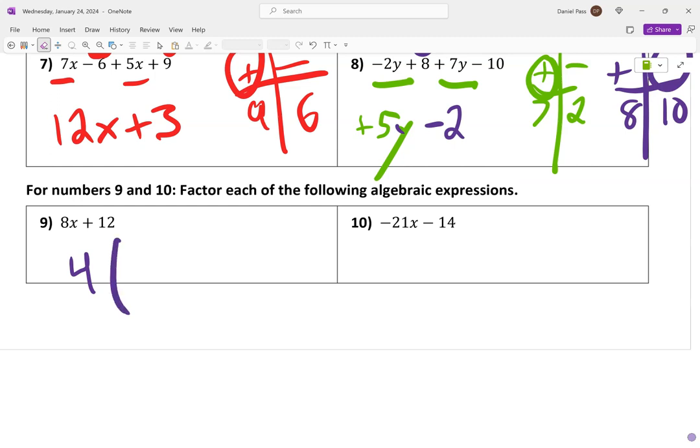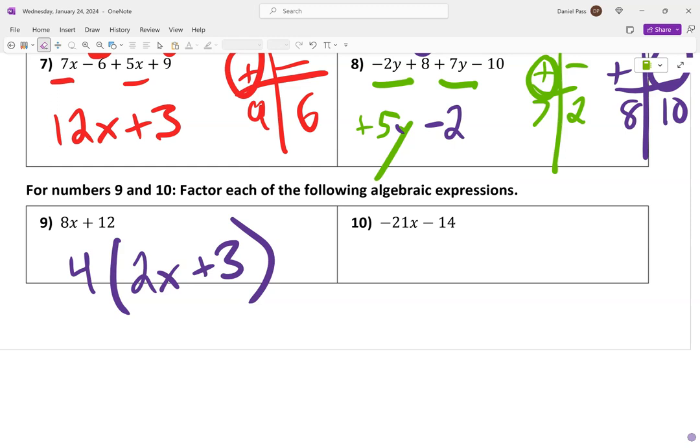4 parentheses. All right. Careful, don't forget that. Okay, so now we divide it by 4. We get 2x. What else? And then 12 divided by 4 is 3. Are we done? Yep. Okay, next one.